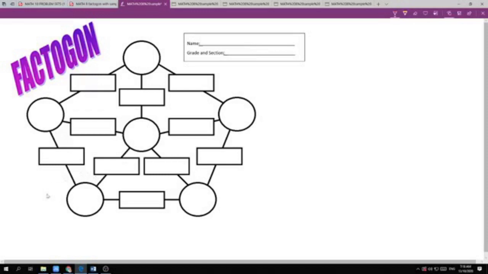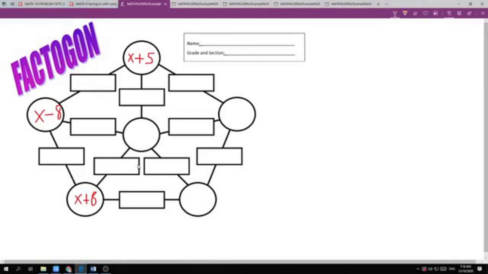First, decide on binomials to put on the circles. For example, I'm going to put x plus 5 over here. This one, I'm going to put x minus 8. Here, I'll have an example. It's up to you. You will be the one to decide what binomial you are going to write over the circles.